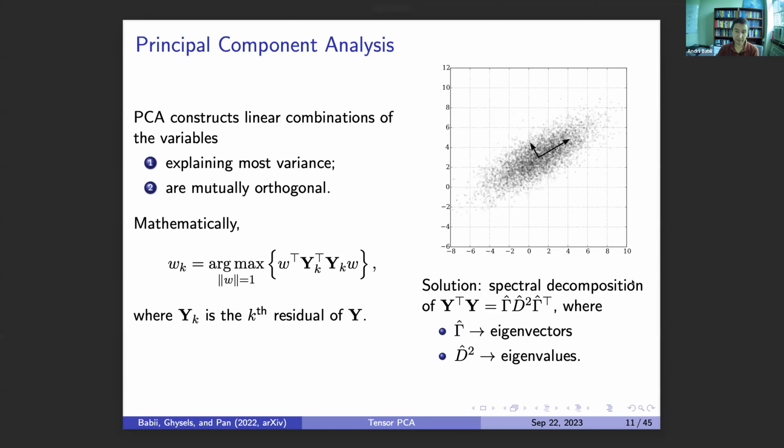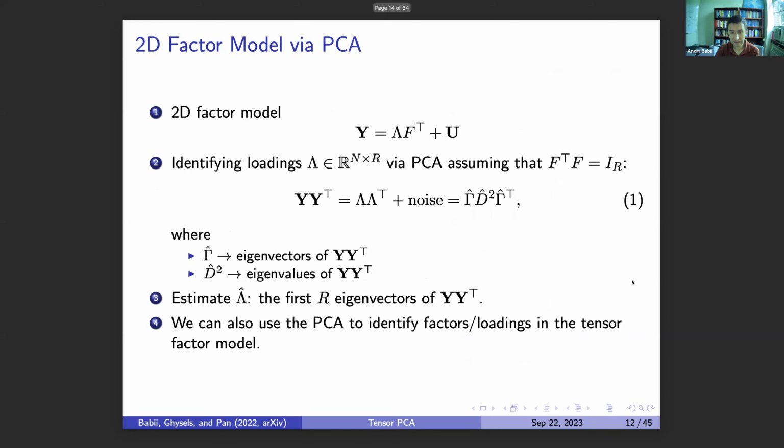And of course, PCA is an unsupervised procedure in the sense that it does not require us to write down a factor model. If we have a factor model, we can show that the sample covariance matrix in the two-dimensional case can be written as this low-rank component, which is obtained from the product of loadings times loadings transpose, plus some extra terms, which is a noise. And so if this noise is sufficiently small, this suggests that we can identify loadings by looking at the leading eigenvectors of the sample covariance matrix.